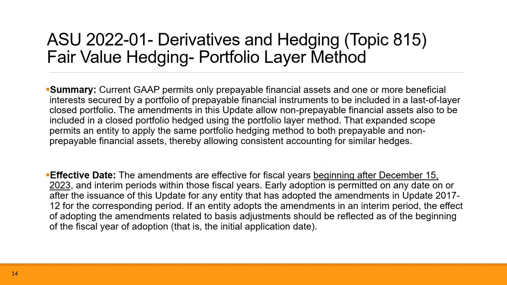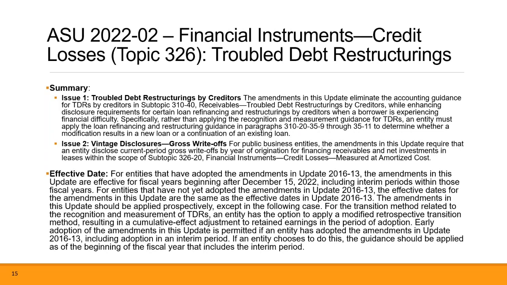And number 5, specifying how hedge basis adjustments should be considered when determining credit losses for the assets included in a closed portfolio. And the effective date for this ASU is for fiscal years beginning after December 15th, 2023. Next, we have ASU 2022-02. Financial instruments, credit losses, and troubled debt restructurings.